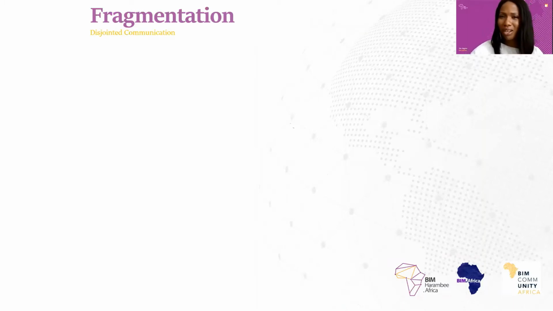Number two, fragmentation, disjointed communication. That's what I call it. Let me paint the picture for you. Here's your client and his team. They're using a minimum of 6 programs or applications. They're working on Outlook, they're working on Excel, they're working on Word, they're working on PowerPoint, etc.